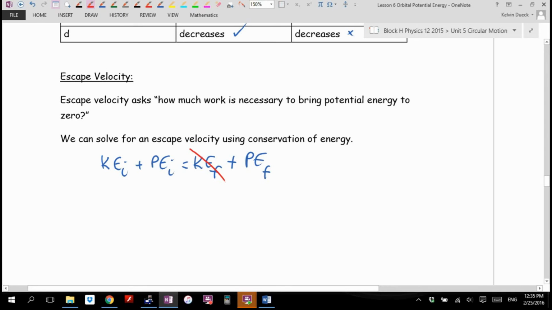Where do I want to come to a stop? Out at infinity. Out at infinity, what have we defined my potential energy to be out at infinity?